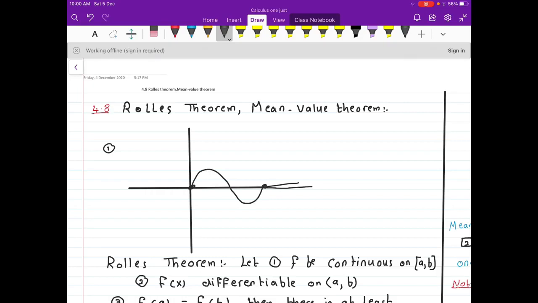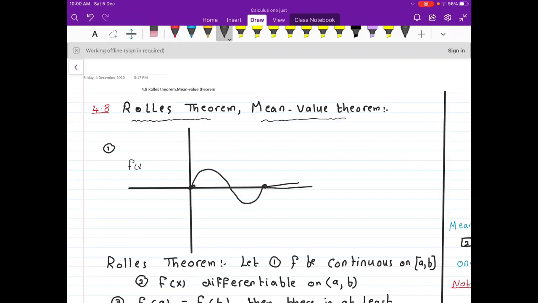In this lecture, حنحكي عن أحد الابليكيشن للديريفاتيف اللي هي Rolle's Theorem and Mean Value Theorem. بدنا نتعرف ما هي شروط الcondition of Rolle's Theorem and what do we mean about Mean Value Theorem.